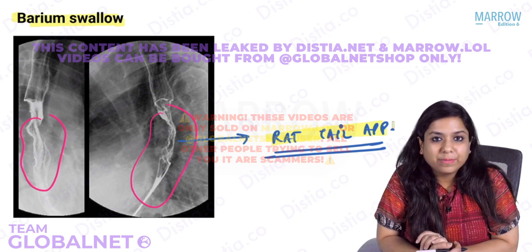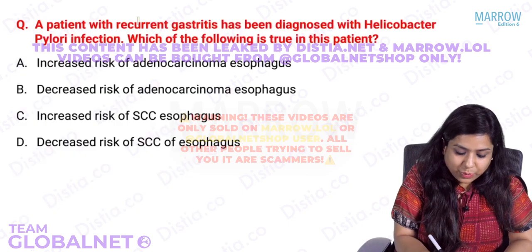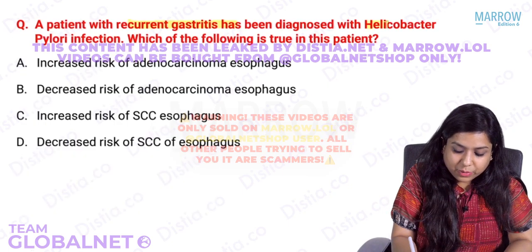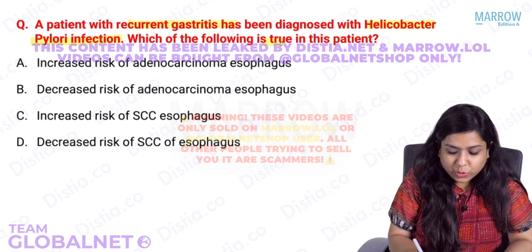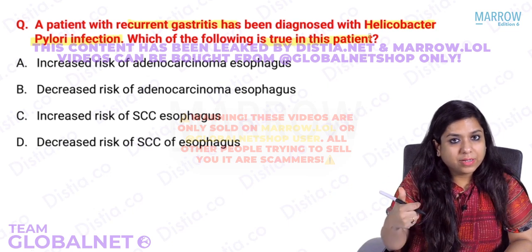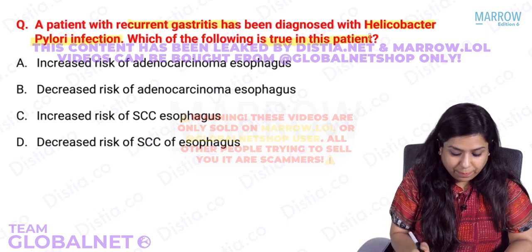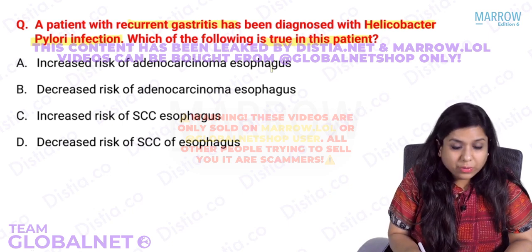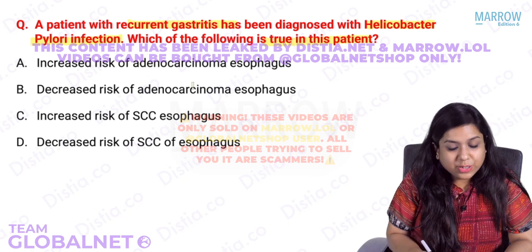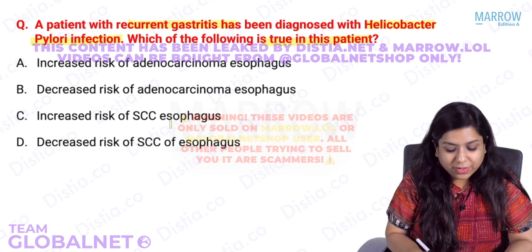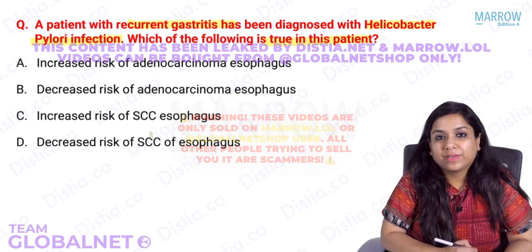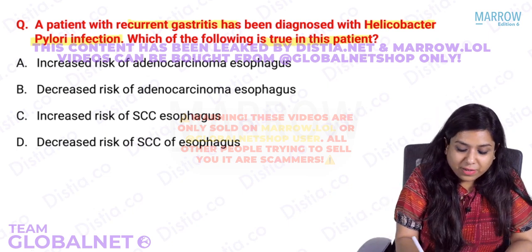Let us solve a few MCQs. A patient with recurrent gastritis has been diagnosed with Helicobacter pylori infection. Which of the following is true in this patient? Now, the patient has recurrent gastritis and H. pylori. Increased risk of adenocarcinoma of esophagus, decreased risk of adenocarcinoma of esophagus, increased risk of SCC esophagus, decreased risk of SCC esophagus. Students, why I have picked up this question?